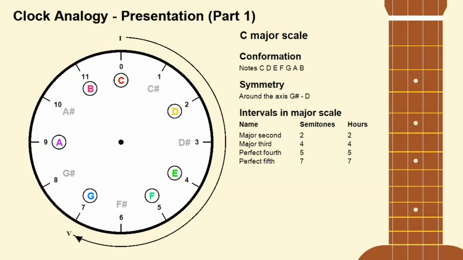Perfect fifth interval. It corresponds to 7 semitones, 7 hours on the clock face, and 7 frets on a fretboard. Remember that in the note generation experiment this interval was just what we needed to complete the search.